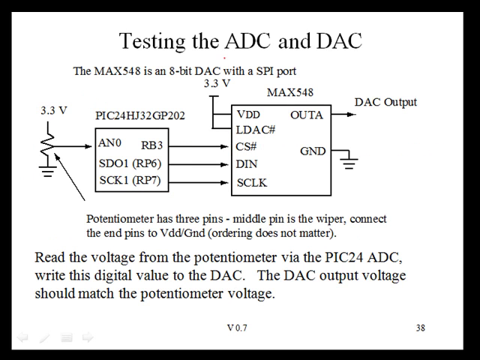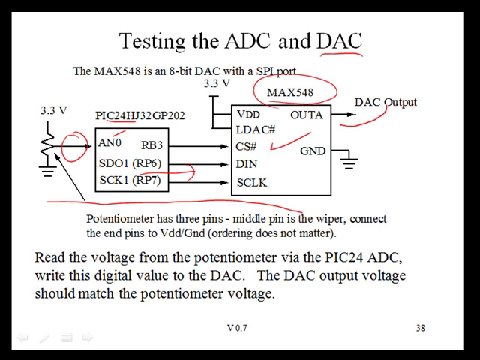To illustrate the use of these library functions for the PIC24 ADC, we're going to experiment with the following setup. We're going to have the PIC24 read a voltage that's present on this AN0 pin, convert that to a digital code, send that digital code via the SPI bus to an external digital to analog converter that's called the MAX548, and have this DAC convert that back to a voltage value.